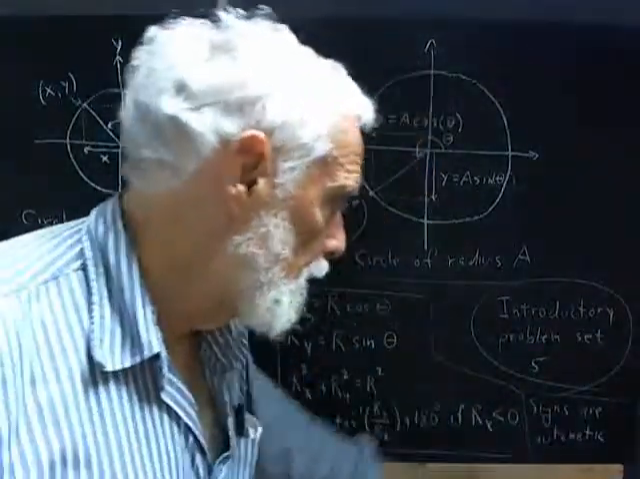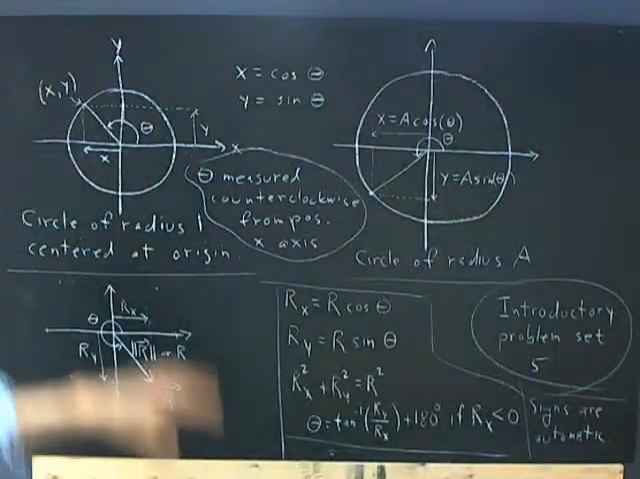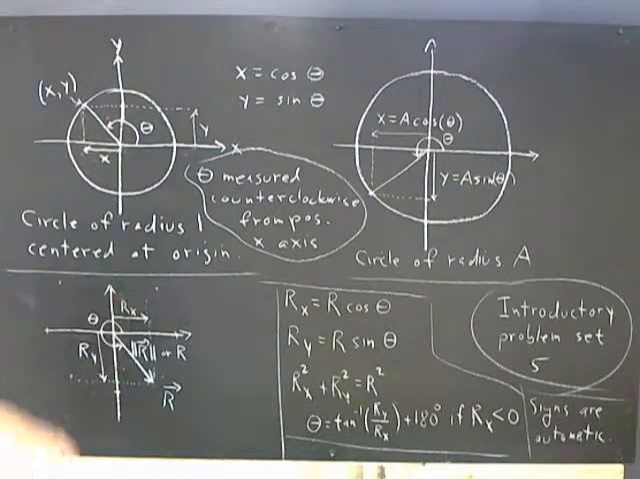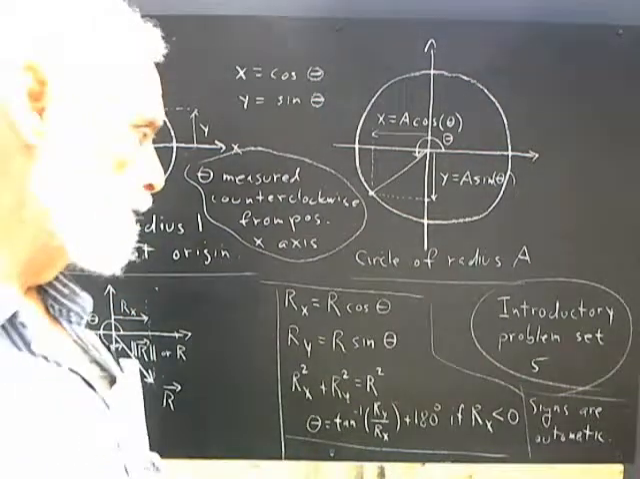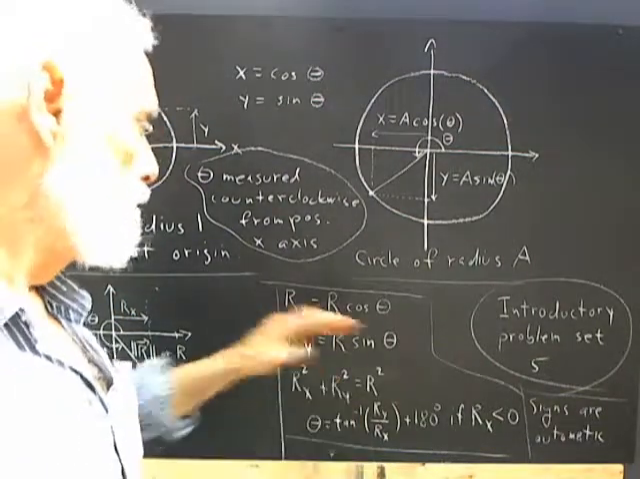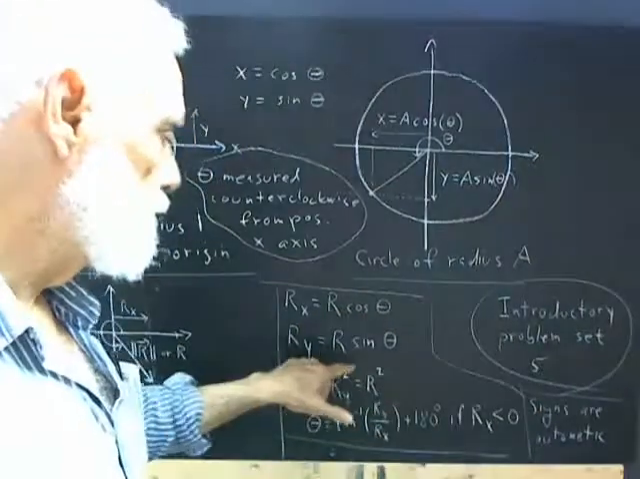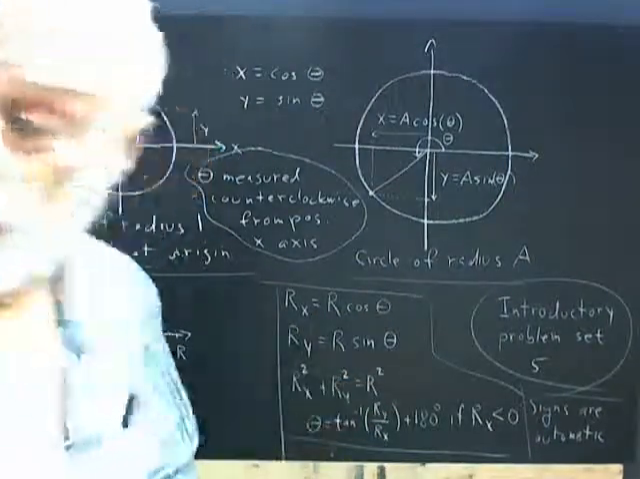And I just made a note here. The signs are automatic. If we use the circular definition, we don't have to worry about whether a vector is going to the right or the left. If we get the angle right, the positives and negatives are going to take care of themselves.